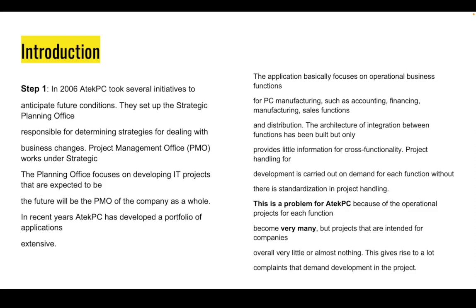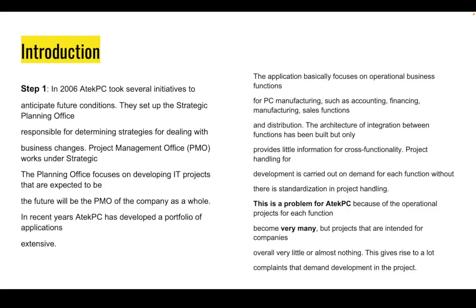In recent years, AtekPC has developed an extensive portfolio of applications. The applications basically focus on operational business functions for PC manufacturing, such as accounting, financing, manufacturing, sales functions, and distribution. The architecture of integration between functions has been built but only provides little information for cross-functionality. Project handling for development is carried out on demand for each function without standardization in project handling. This is a problem for AtekPC.